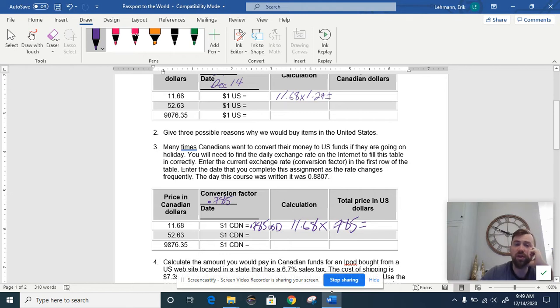You'll notice if you read up here, it says the day this course was written, the exchange rate was 0.8807. I remember a very brief period in time where the Canadian dollar was higher than the US dollar. That was back in like 2007. It was a nice time for me because I actually went to Teachers College in the United States and I was paying my tuition in US dollars.